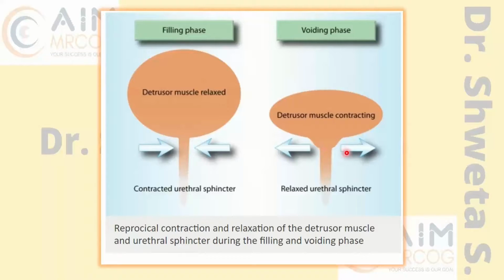That's why the urethral sphincter is relaxed, and that's why while voiding, the women will be able to pass the urine. So this is how reciprocal contraction and relaxation of the detrusor muscle and sphincter will allow filling and voiding in the women. Am I clear about the physiology of micturition, how the different systems work to allow the smooth filling and smooth voiding?